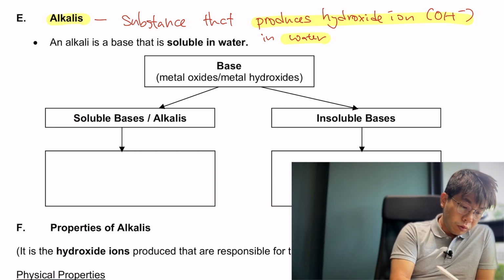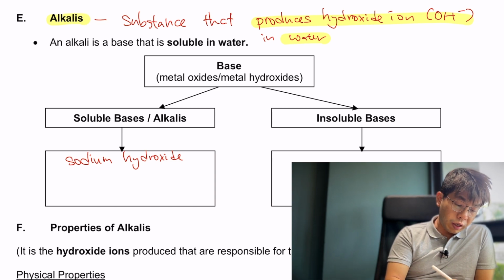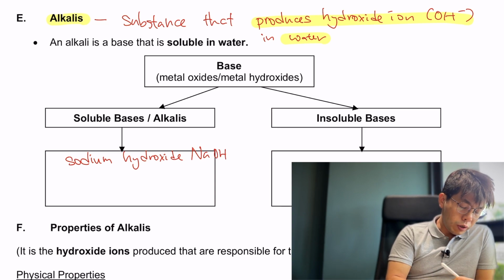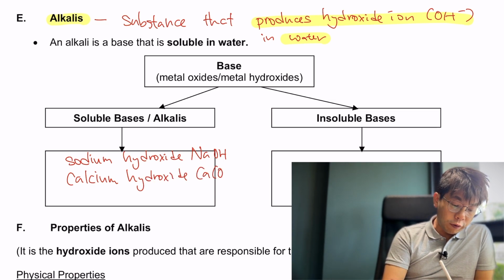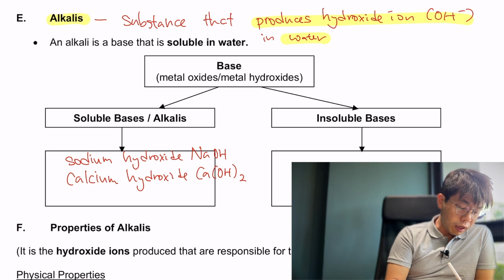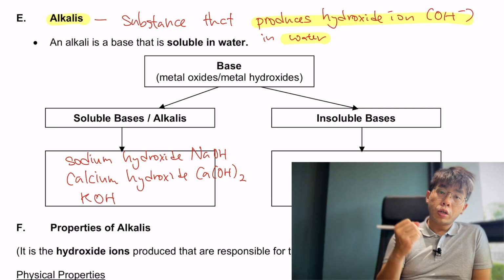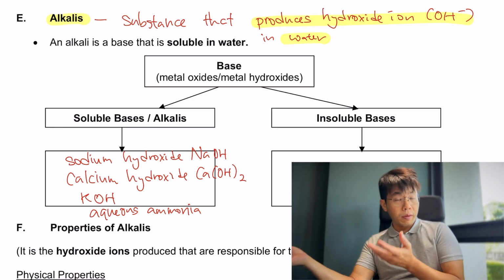For example, we have sodium hydroxide, NaOH. Sodium hydroxide is a soluble base, a soluble metal hydroxide, that can dissolve in water to form hydroxide ions. We also have calcium hydroxide, which is also known as lime water. This is also an alkali because it can dissolve in water to form hydroxide ions. We also have things like potassium hydroxide, KOH, and aqueous ammonia. These are examples of soluble bases, which are also known as alkali.